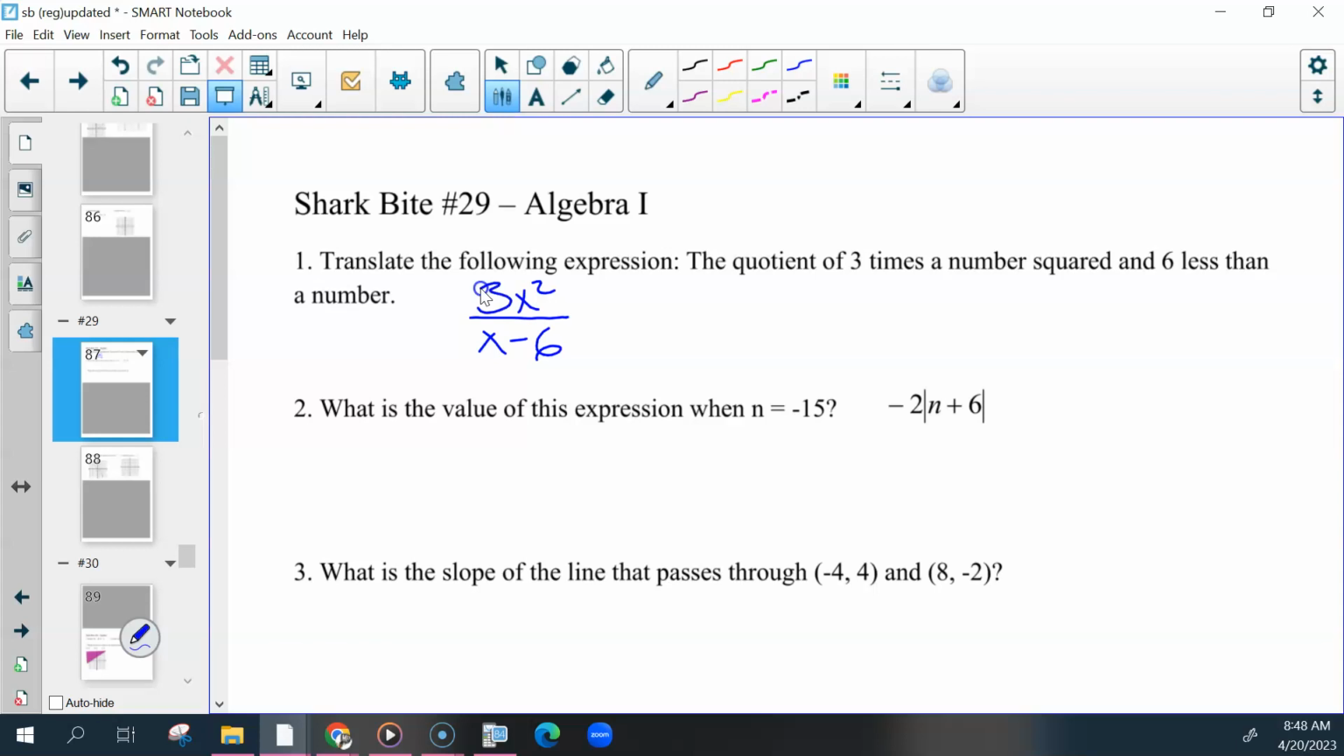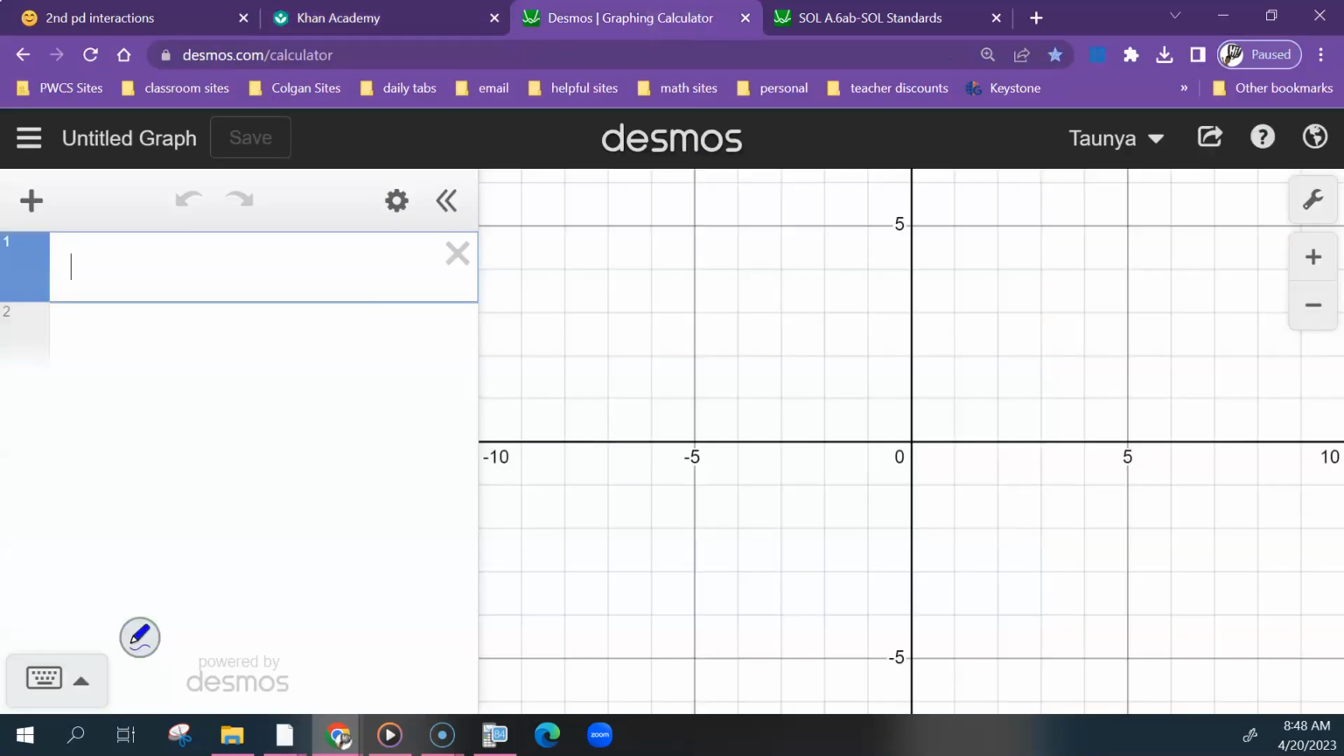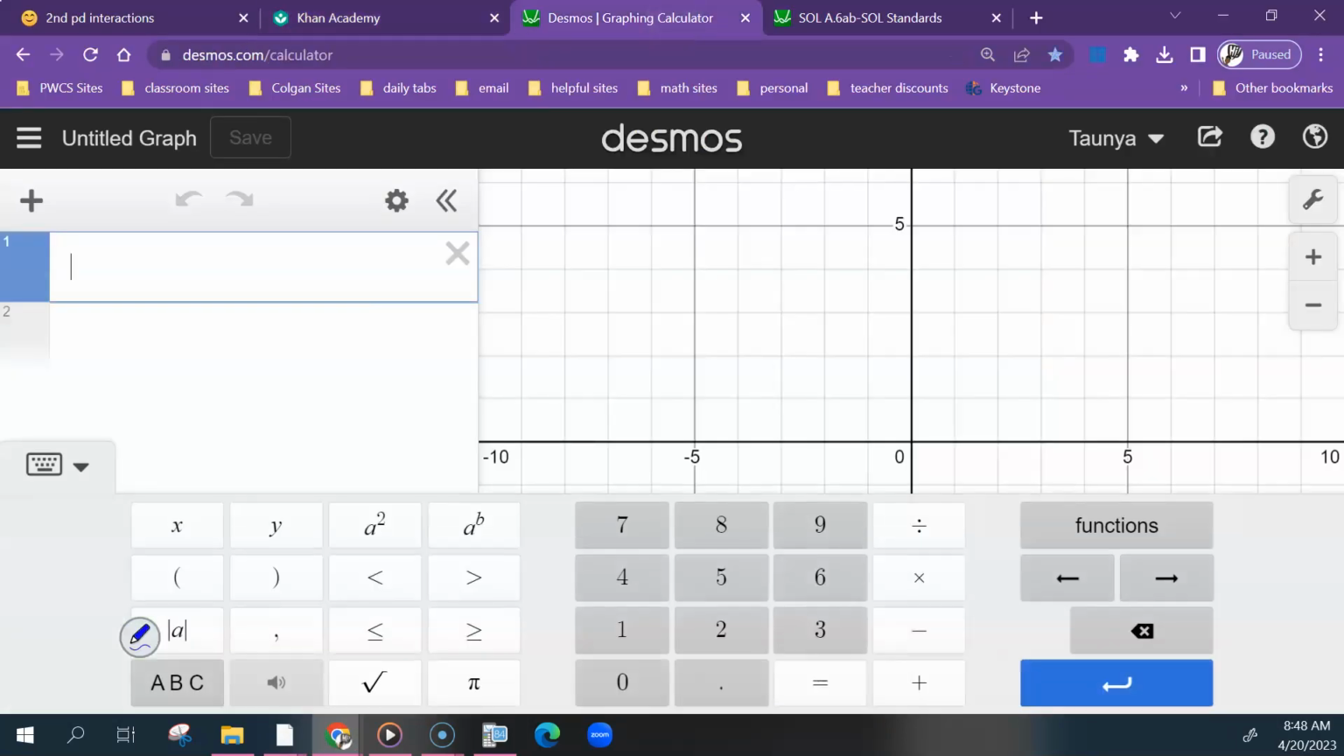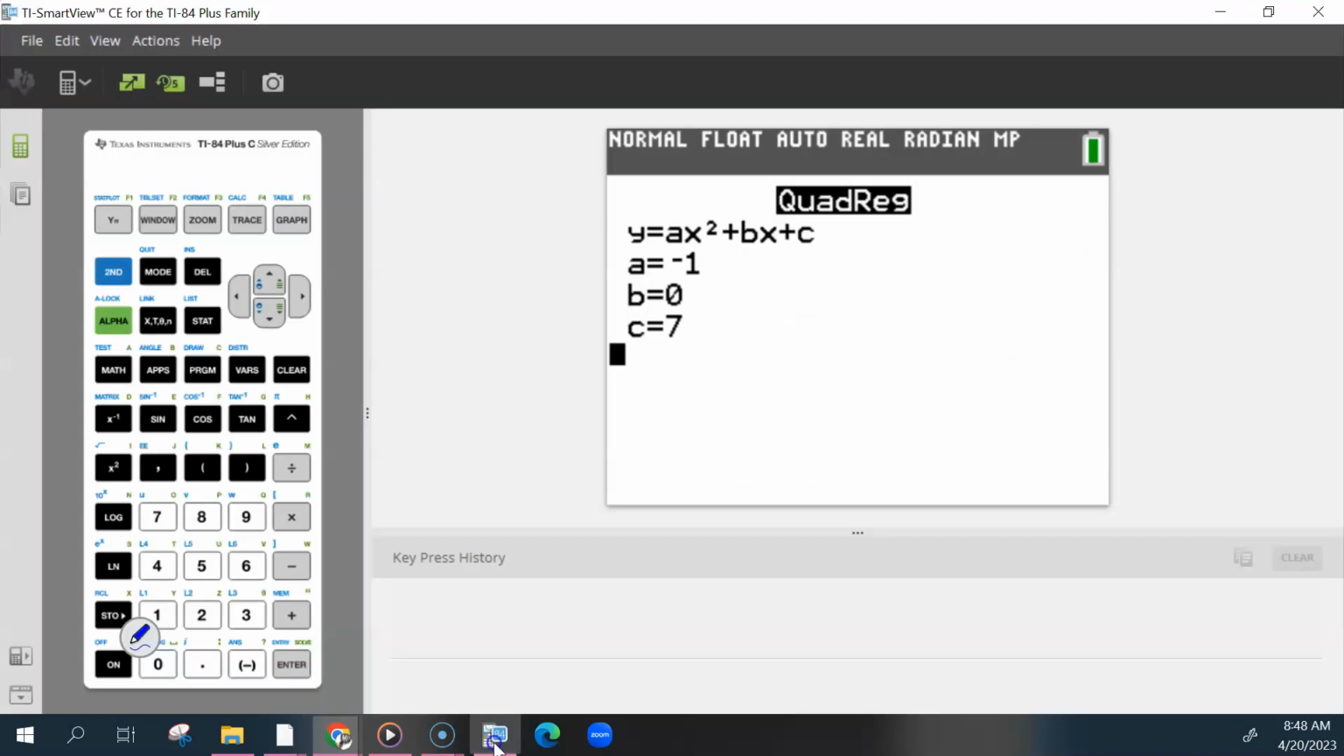Number 2 in Desmos. We are evaluating, so put negative 15 in. Negative 2, absolute value of negative 15. So we're not doing anything crazy, we're literally just solving, simplifying. Evaluating and simplifying, and that's it. If you were doing this by hand, when you put in the negative 15 and added the 6, remember the absolute value bars make whatever's inside positive, so that would become a positive 9, and multiply by the negative 2. So negative 18 is that answer.